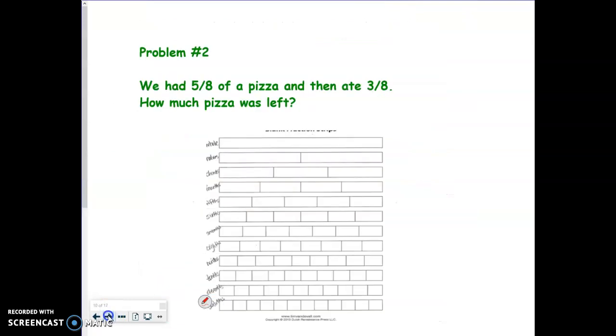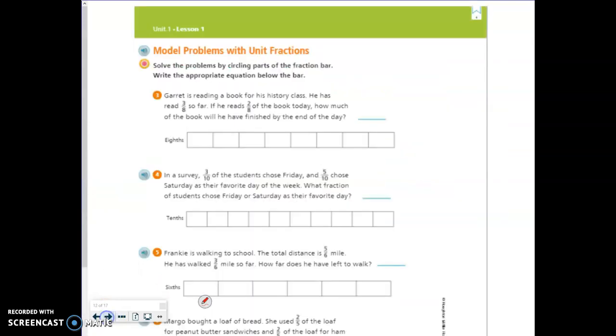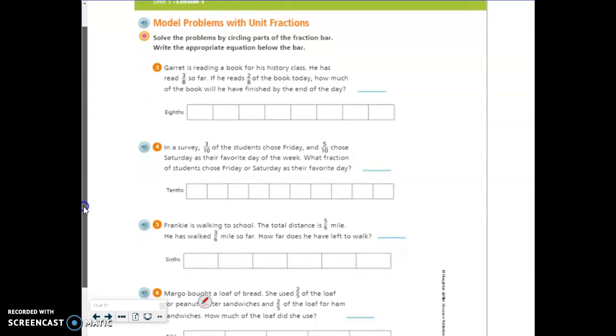Now, we said we're starting out really basic, skipping over a bunch of slides here. We're going to get to some story problems. And again, guys, the math for today is not difficult. It's more about conceptual ideas. So I want to look at story problem number 3 here. It says Garrett is reading a book for his history class. He has read 3/8 so far. If he reads 2/8 of the book today, how much of the book will he have finished by the end of the day? So our problem, again, we're looking to combine.